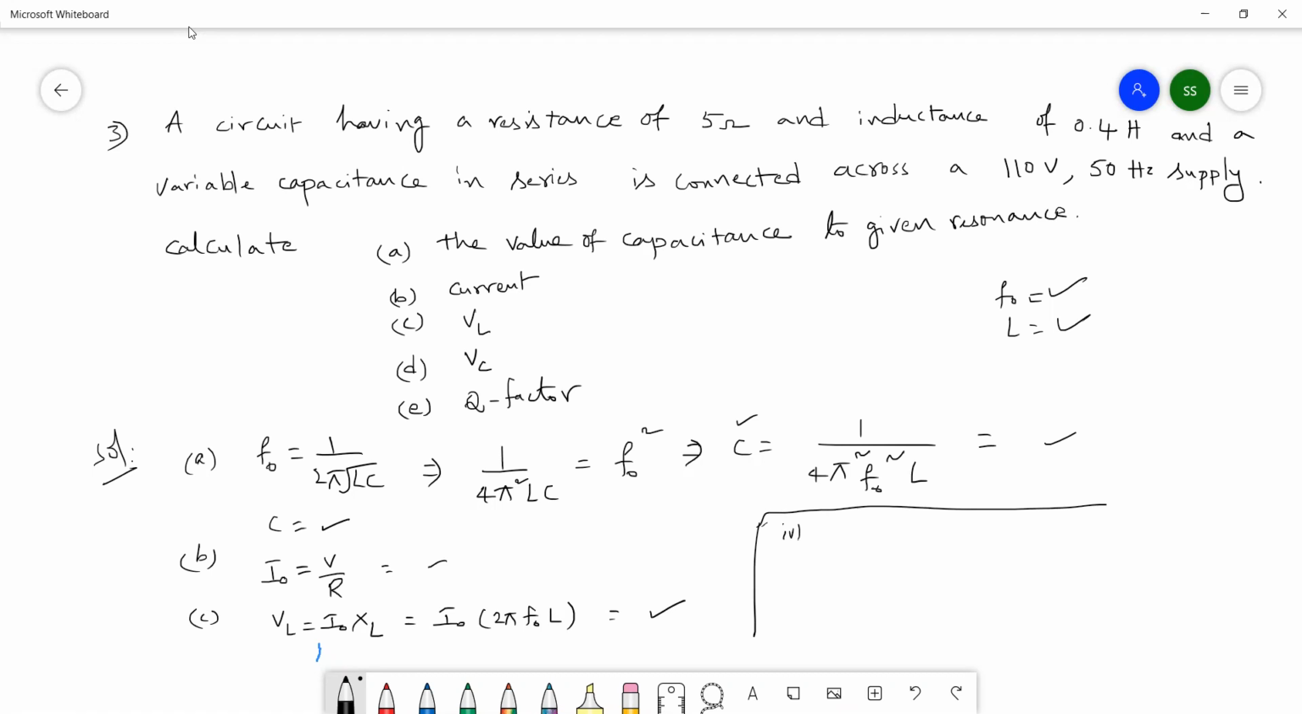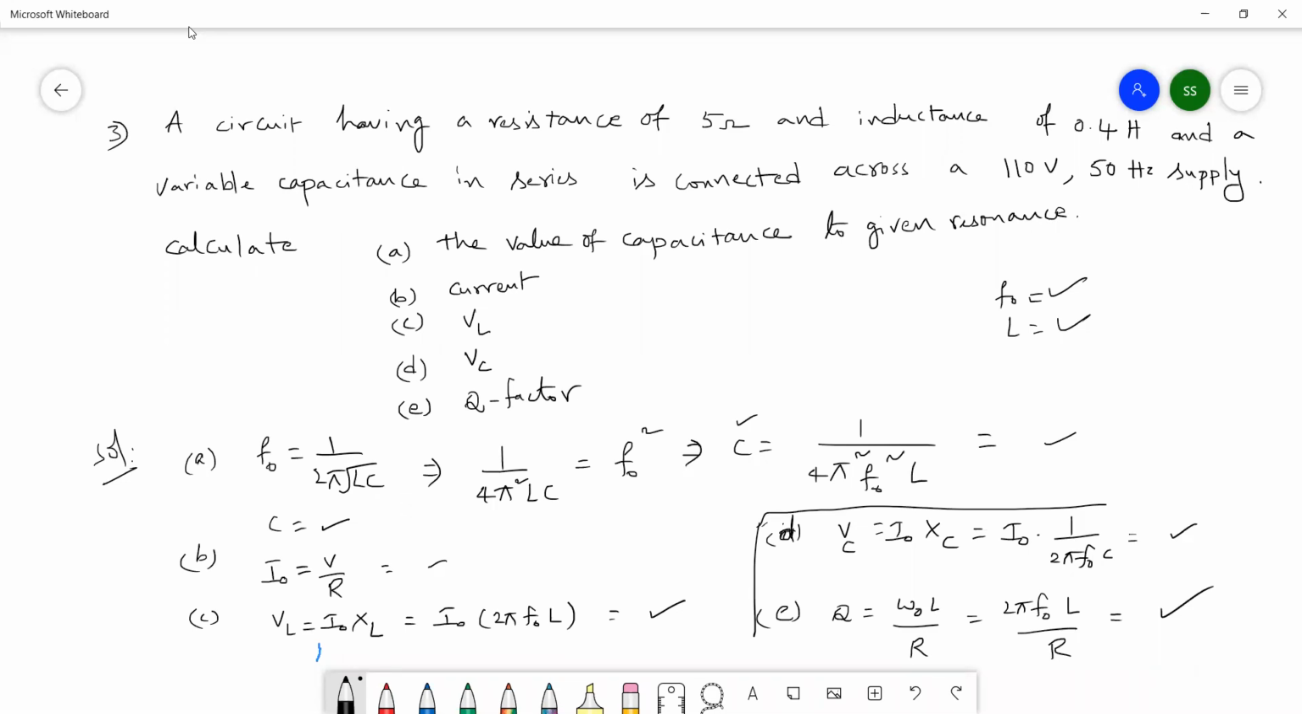Later, go for the fourth bit, that is D bit. What they are asking is VC, I naught into XC. I naught into XC, where XC is nothing but 1 by omega naught C, that is 1 by 2 pi F naught C. C value is already calculated in your A bit, substitute and you will get VC. And the last one, they are asking Q factor. Q equals omega naught L by R, right? Omega naught in the sense 2 pi F naught L by R. So all values are available. Substitute, you will get the value of Q.